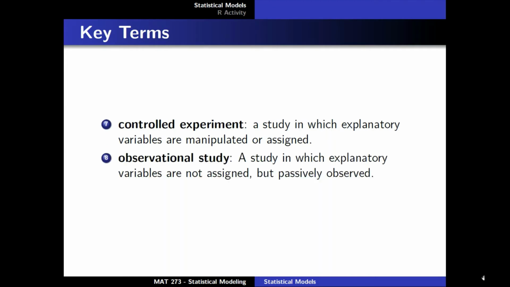More commonly, data comes from what's called an observational study. This is just a study in which explanatory variables are not assigned, but just passively observed. For example, if we're interested in sports analytics, say we're interested in whether the Los Angeles Lakers basketball team will beat the Portland Trail Blazers basketball team, which they just did, but let's assume that that game hasn't happened yet.